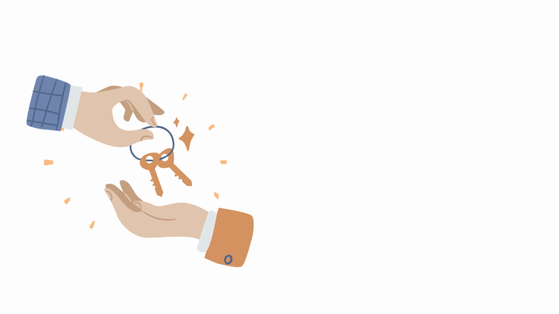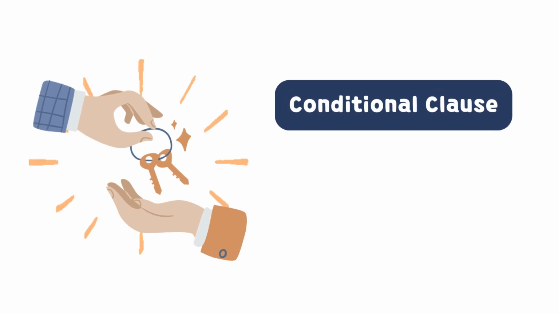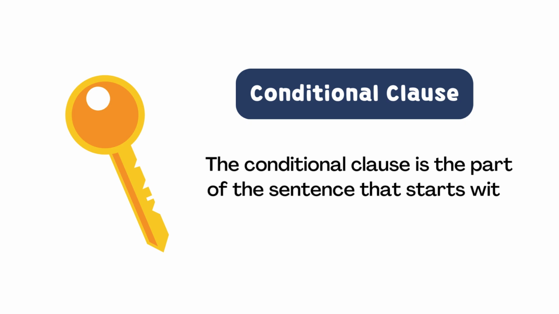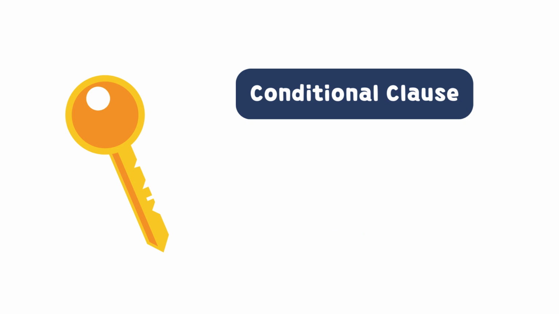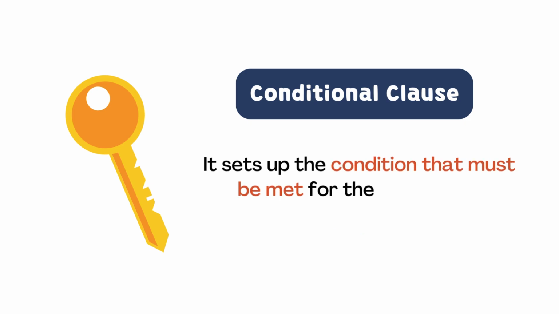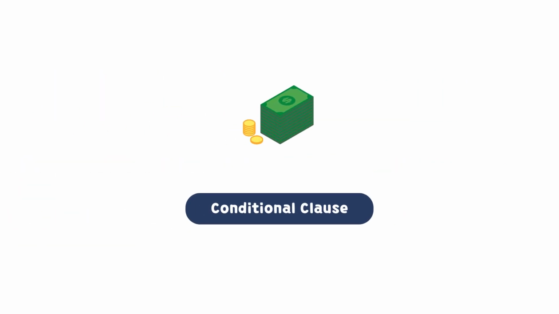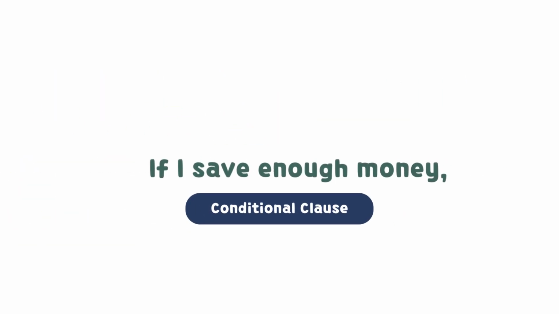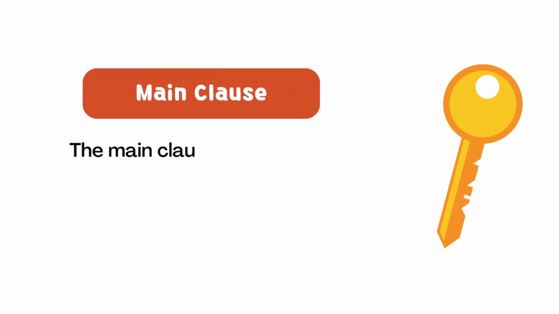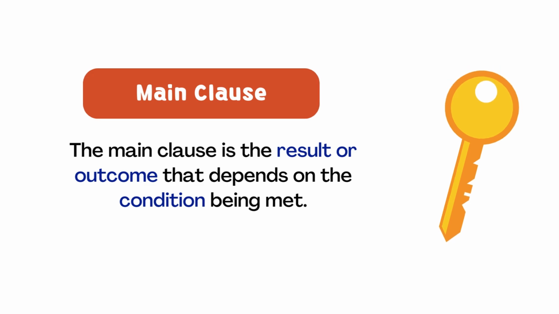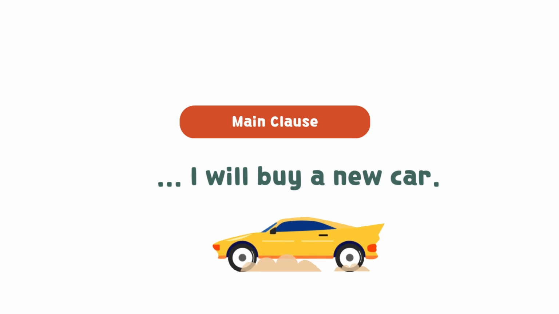There are two key components, the conditional clause and the main clause. The conditional clause is the part of the sentence that starts with if. It sets up the condition that must be met for the rest of the sentence to be true. In the sentence, the conditional clause is if I save enough money. The main clause is the result or outcome that depends on the condition being met. In our example, I will buy a new car is the main clause. It tells us what will happen if the condition, I save enough money, occurs.